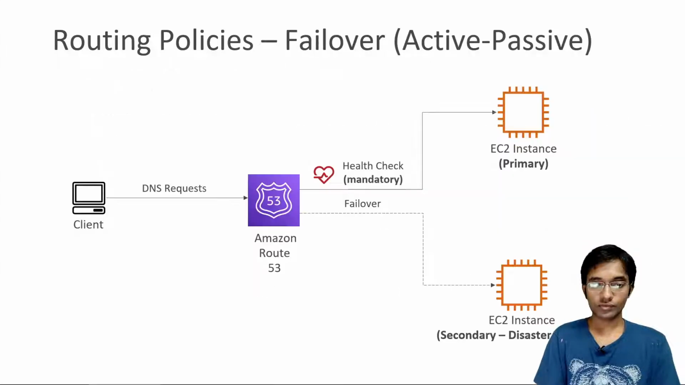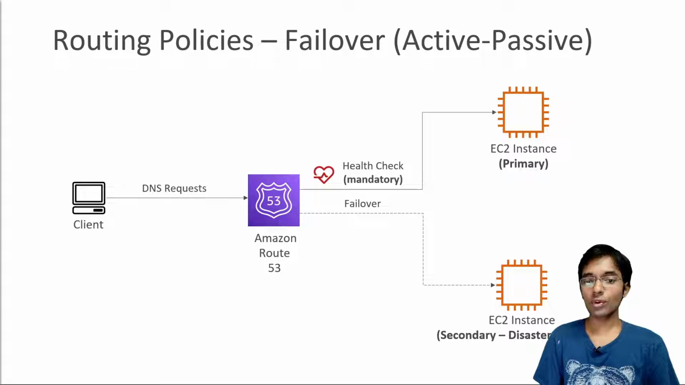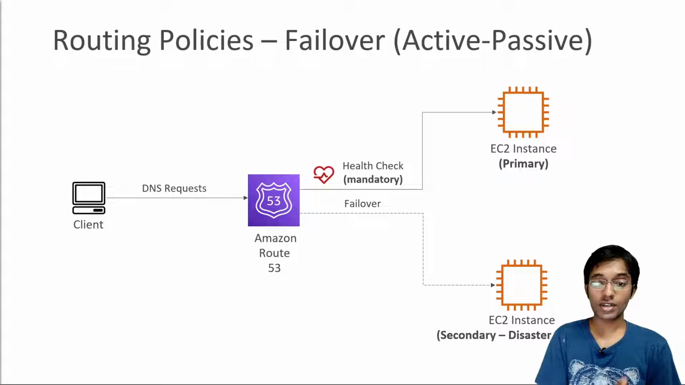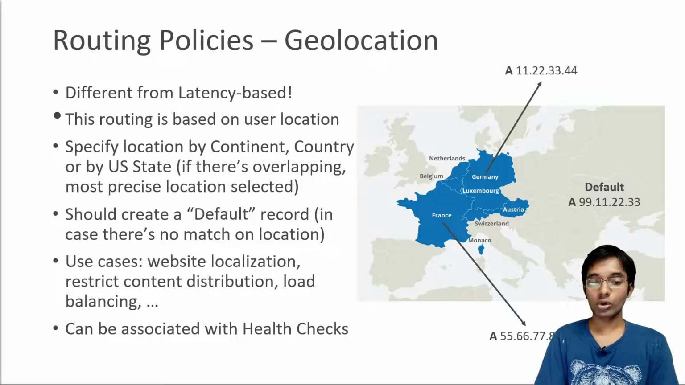So next we have failover for an active-passive type of record. We have a primary record and then a secondary disaster recovery record, and there's going to be a health check performed on the primary one. In case the primary fails, then we are going to have a failover to the second instance, and this will be characterized by DNS requests that reply with either the first EC2 instance or the second EC2 instance.